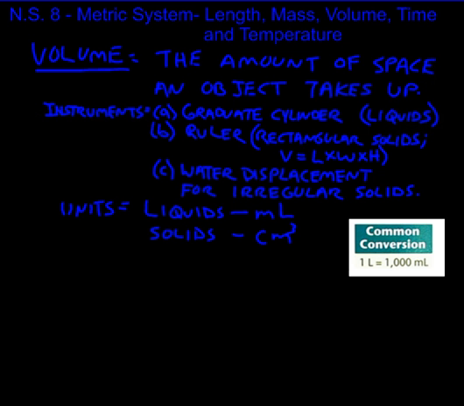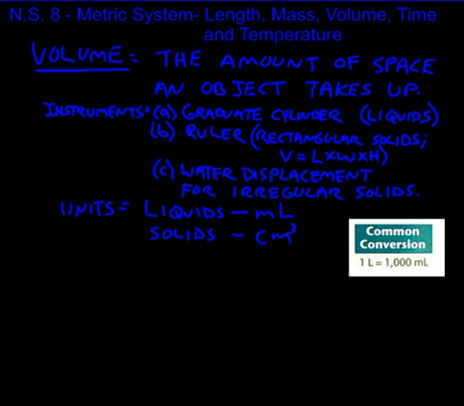For measuring the volume of liquids, we use a graduated cylinder. A ruler can be used for certain regular shaped objects that have a math formula, like a cube or a rectangular prism, where volume is the length times the width times the height.